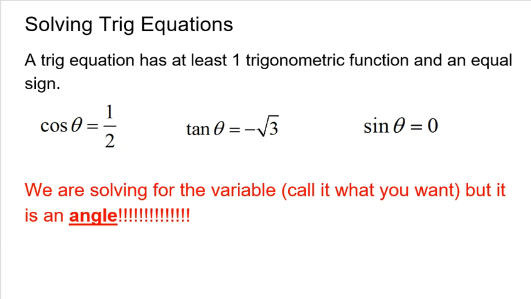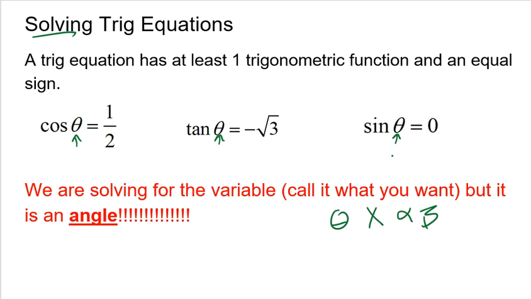Now, remember we're solving for the variable. That's what solving means. When you solve an equation, you're solving for the variable. And in trigonometry, the variable represents an angle. Call it what you want: theta, x, alpha, beta, I don't really care. In these examples, it's called theta. But again, we're solving for that angle.